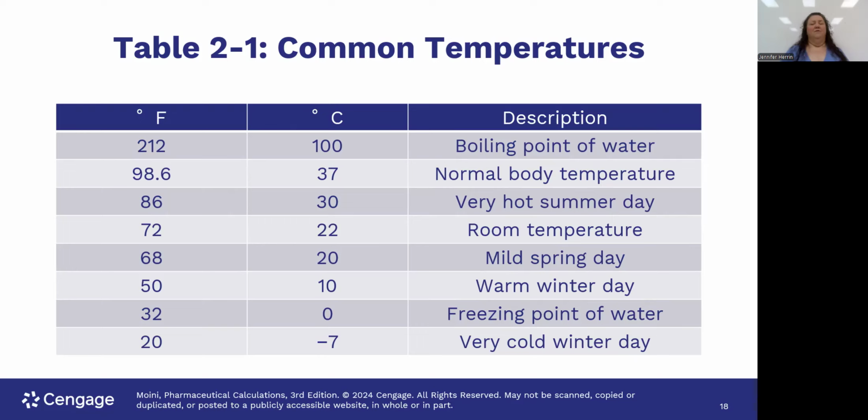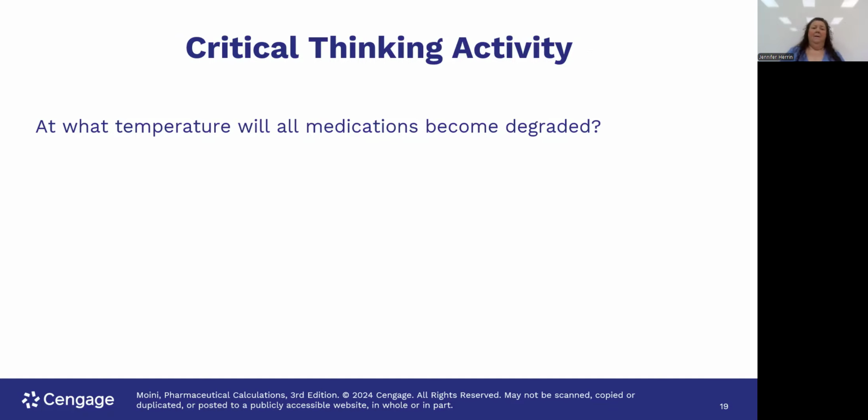Again, 212 in Fahrenheit is 100 in Celsius. That is the boiling point of water. There's our normal body temperature values, a very hot summer day values. There are your room temperature values, mild spring day values, warm winter day values, freezing point of water, and very cold wintry day. At what temperature will all medications become degraded?